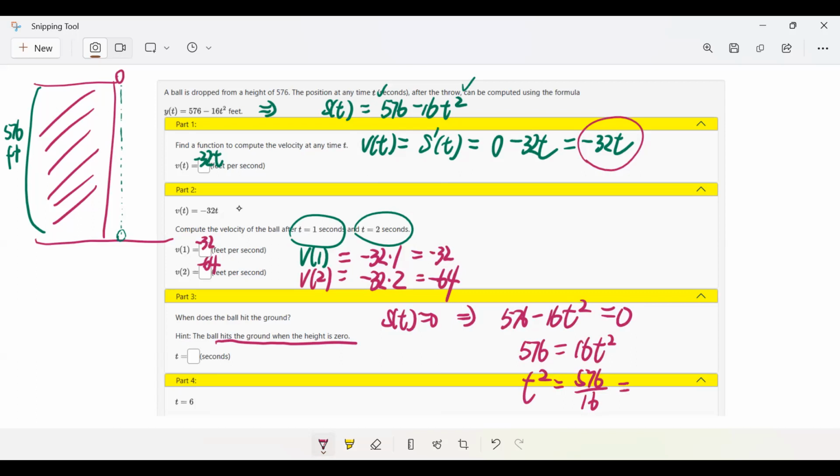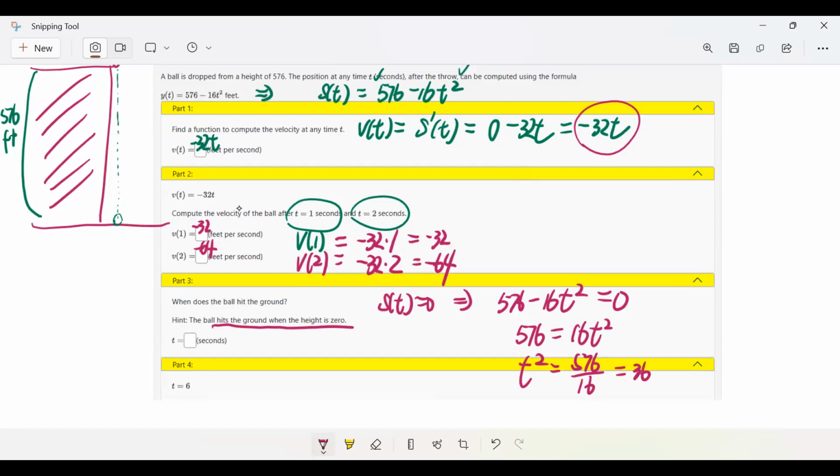What is it? Let's see, 576 over 16. Use your calculator if you don't want to do it by hand. It's 36. So t squared equals 36, and t has to be positive, the radical of 36. Only take the positive time, so t equals 6 seconds. That means it takes 6 seconds for the ball to reach the ground. That's what this means, right? t equals 6 seconds.